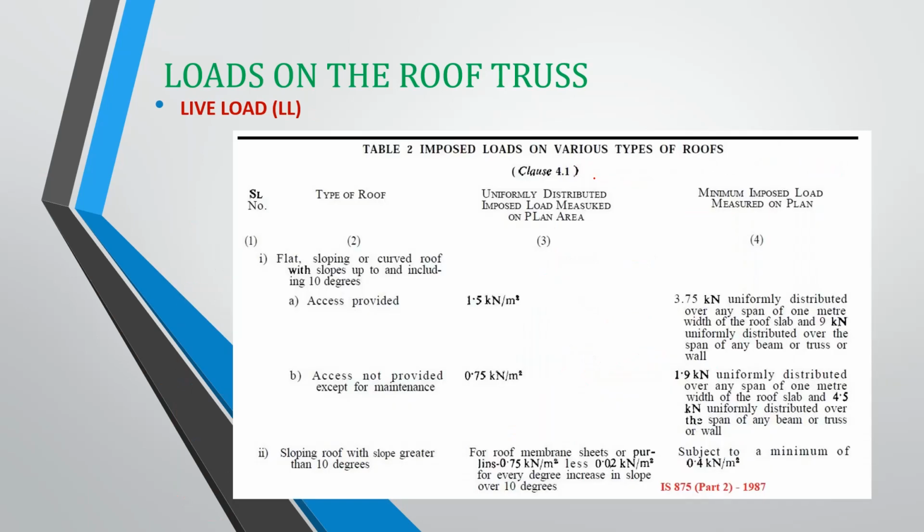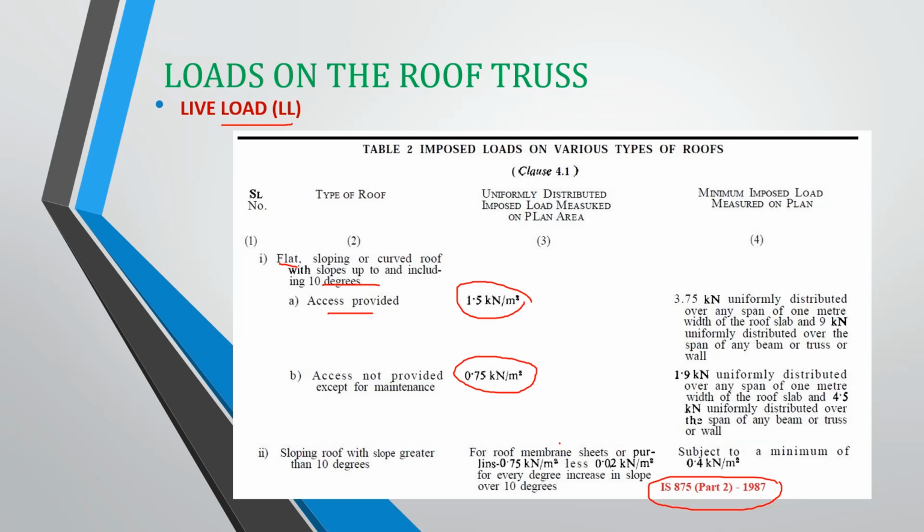The second load coming onto our roof truss is the live load. We have also discussed this live load many times before. This live load value is given in IS 875 part 2 code. What it says is that if we have a flat roof or a sloping or curved roof with slope up to and including 10 degrees, and if access to the roof is provided, then the live load will be taken as 1.5 kilonewton per meter square. And if access is not provided except for maintenance, then the live load will be 0.75 kilonewton per meter square. So this condition is for a pitched or sloping roof with slope less than or equal to 10 degrees.